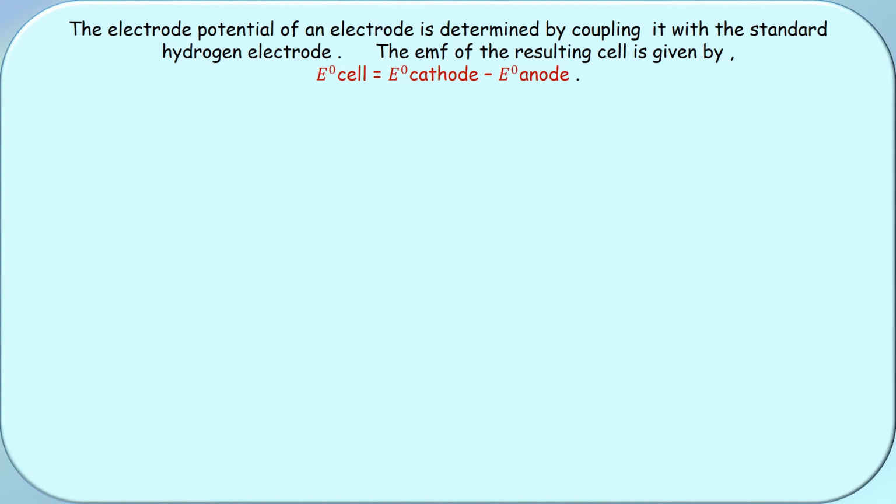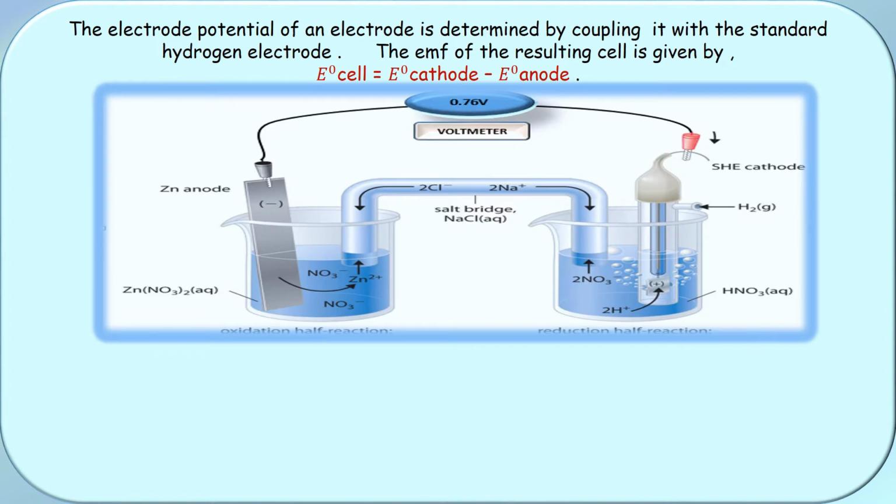We have seen that the electrode potential cannot be determined in isolation. Now here we have taken the example of zinc. In this case, zinc acts as anode and the standard hydrogen electrode acts as cathode. Now you set this up and measure the voltage in the voltmeter. You get 0.76 volt. This is E0 cell.